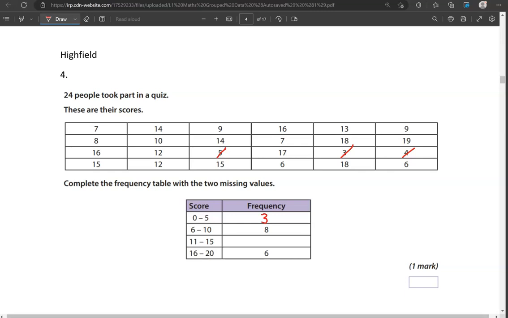11 to 15, we've got 1, 2, 3, 4, 5, 6, 7. So in total, 3 and 7, that is 10, and 8, 18, and the 6, that is 24. How many do we have here? 1, 2, 3, 4, 5, 6 times 1, 2, 3, 4, which is 24.